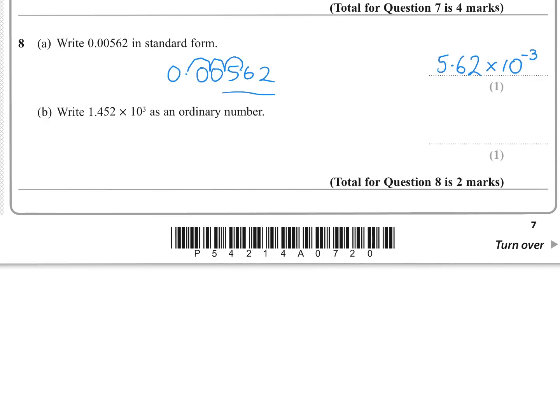The next part says we have 1.452 times 10 to the power of 3. So we imagine we have 1.452 and we're just timesing by 10 once, twice, 3 times. So that would be 1,452 as an ordinary number.